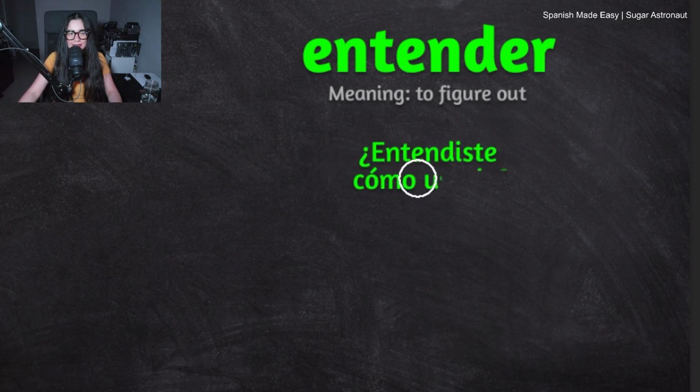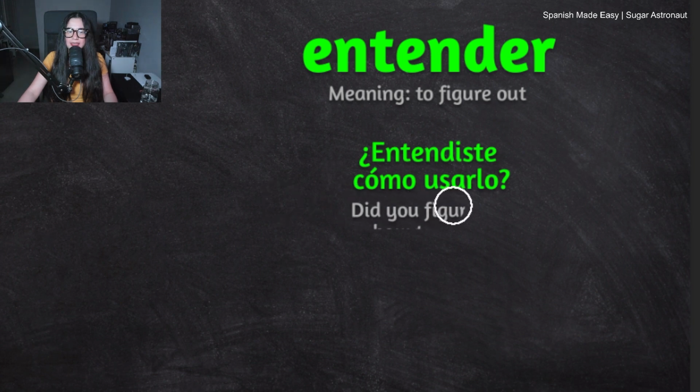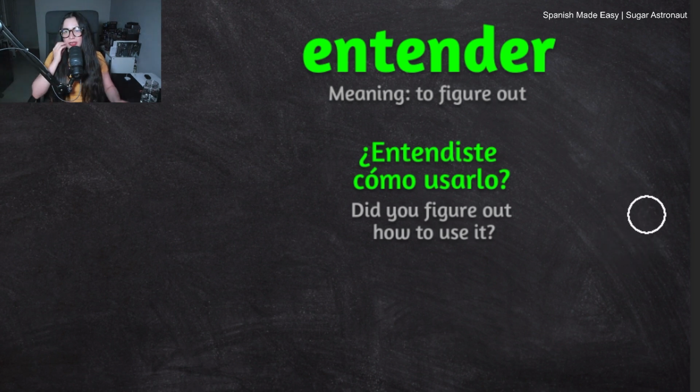The first example is: ¿Entendiste cómo usarlo? This means, did you figure out how to use it? We're talking about something vague. We could be talking about a computer. We could be talking about a cell phone. Did you figure out how to use something?